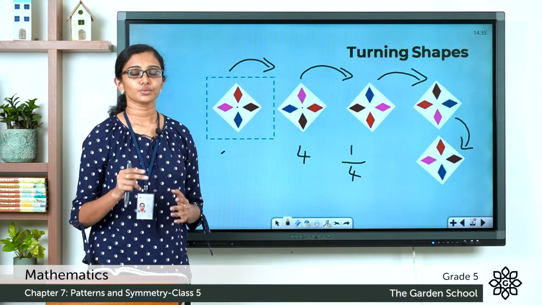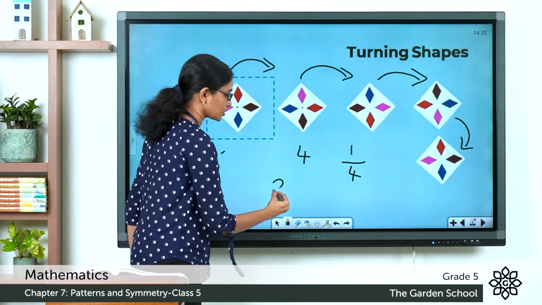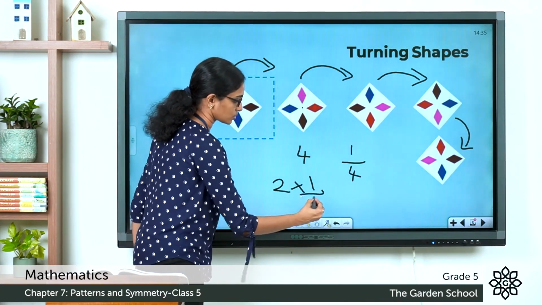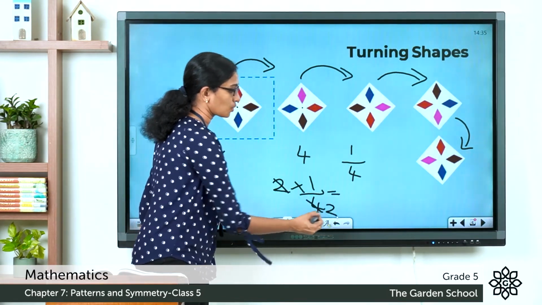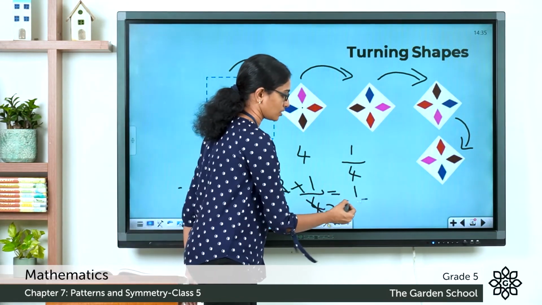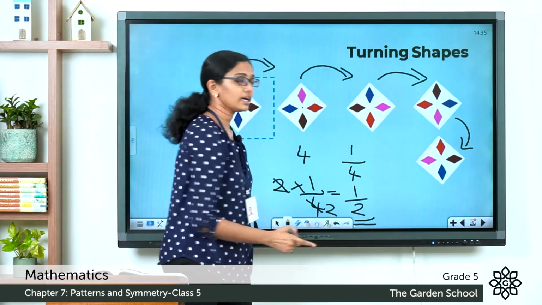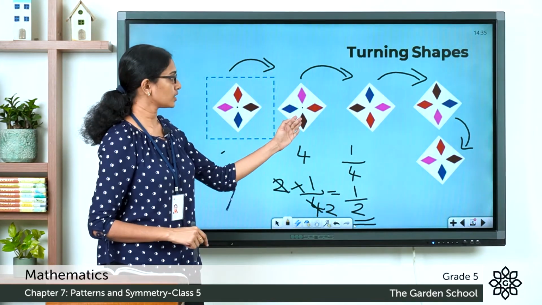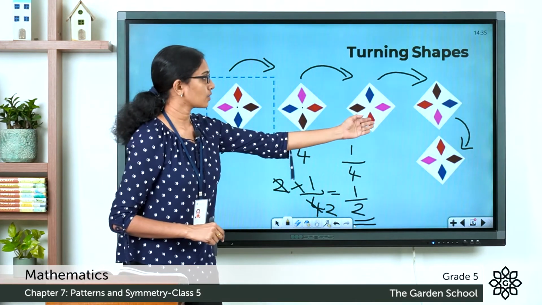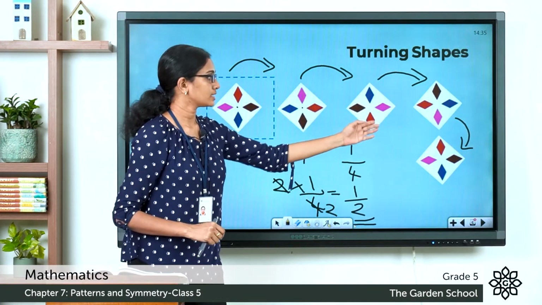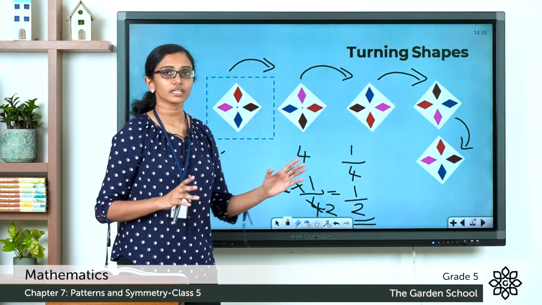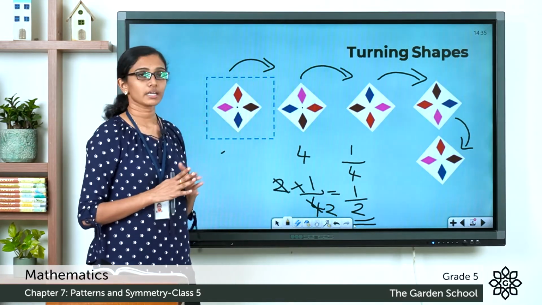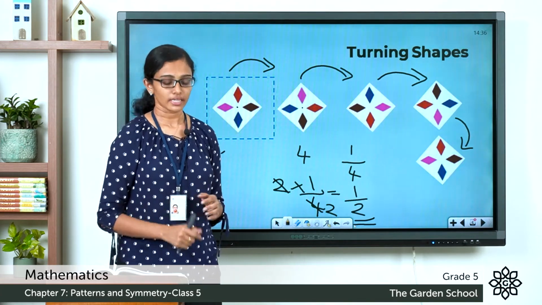So, when it goes through 2 quarter turns, what happens? 2 times quarter turns, 2 times 1/4 turns, is equal to 1/2. So, that's called a half turn. Here it was a quarter turn, and when it went through 2 quarter turns, now it has gone through a half turn. And after 4 turns, it looked exactly the same as the first image. So, that's called a full turn.